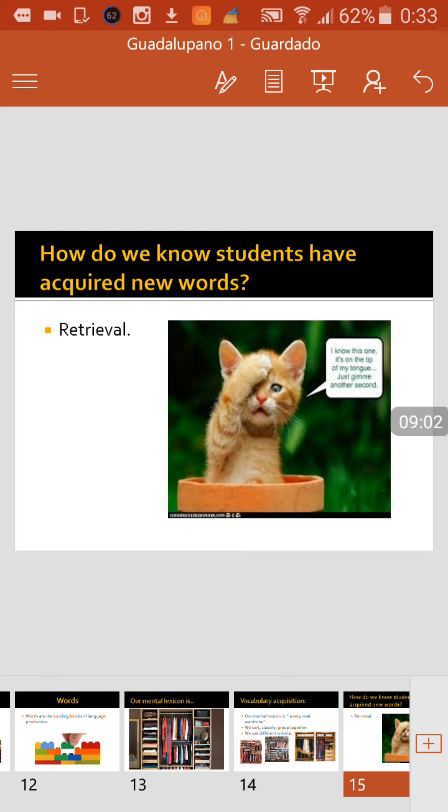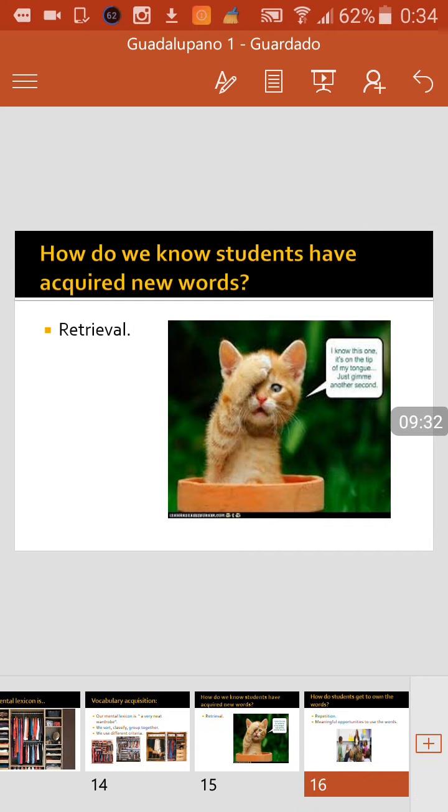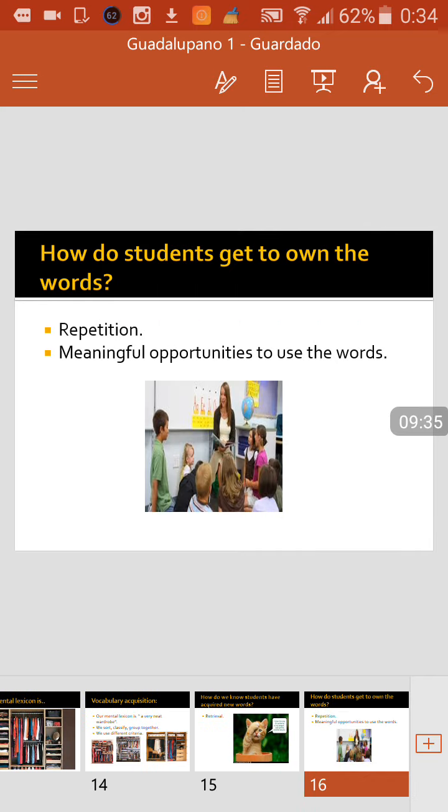So this is clearly telling us that efficient vocabulary instruction will be that which will present the new words in a context. And then, of course, give students instances for practicing these new words. But of course, the most important stage is that one in which students will be applying those words in a number of very meaningful situations. And this is the spirit of our world, and we are going to see it afterwards. So, how do students get to own the words? Through meaningful repetition, and of course with meaningful opportunities to use these words.